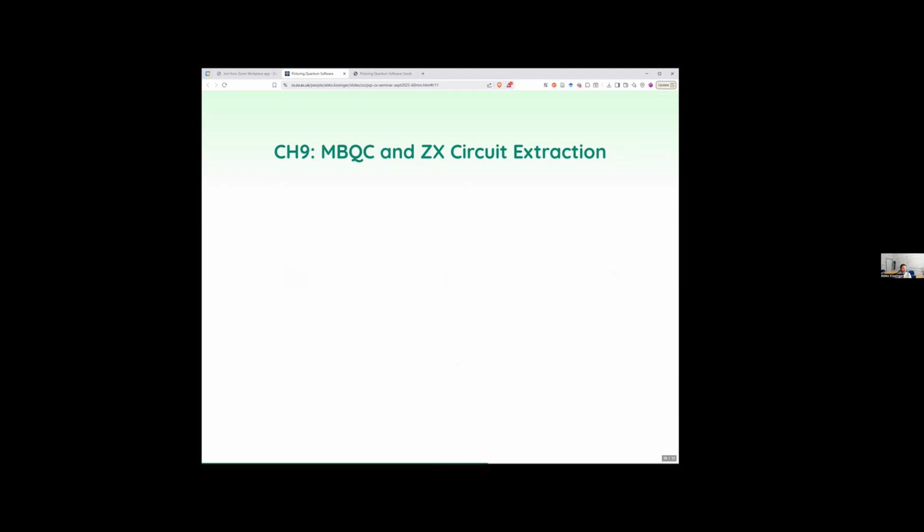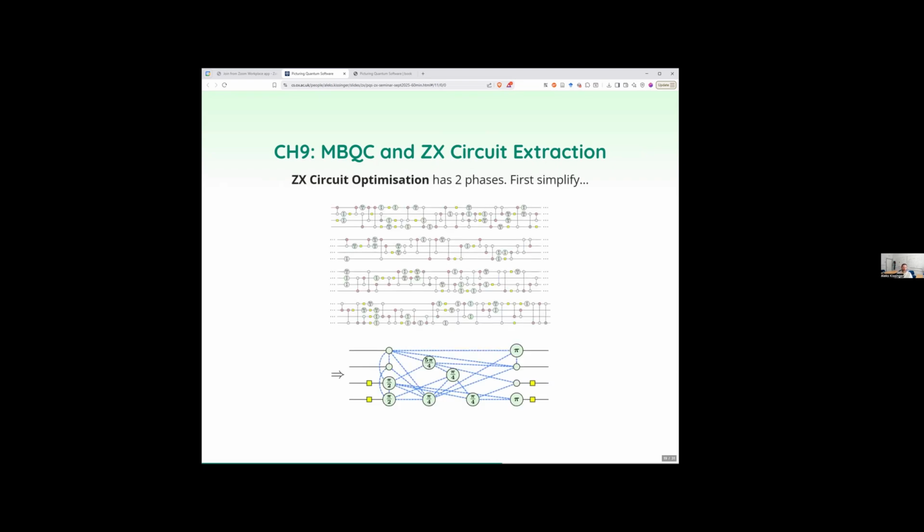So in the second half, we start talking about some more advanced materials. In the first 7 chapters, we built a bunch of tools for working with ZX diagrams. And in the last few chapters, we really apply those tools in various ways. The first is in chapter 9, we talk about how a tool like PyZX, for instance, does circuit optimization, and the theoretical relationship between that and measurement-based quantum computing.